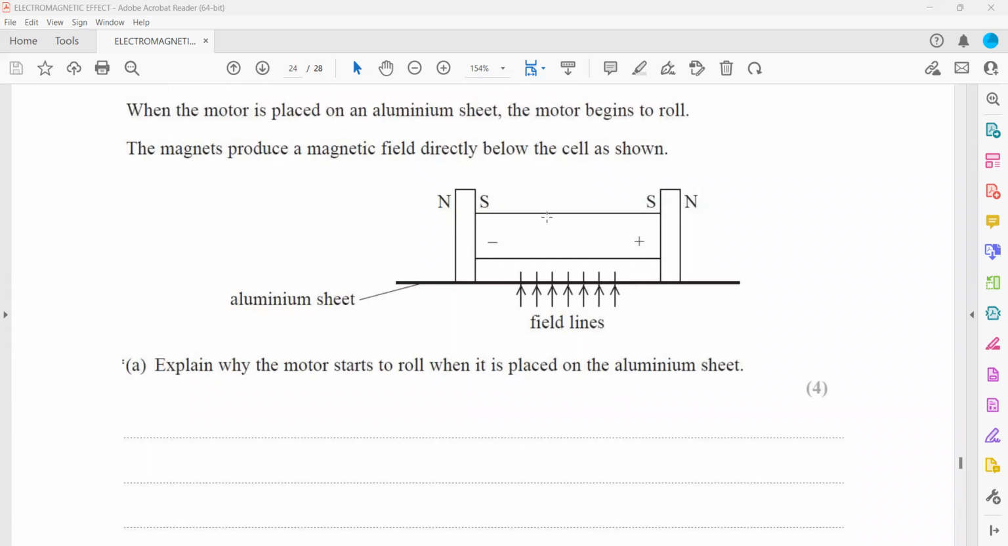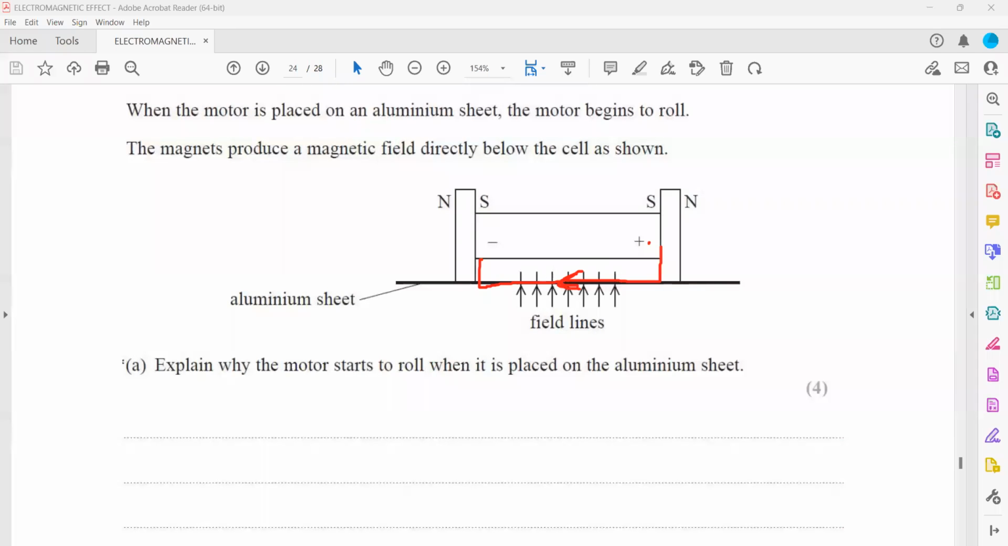Basically, when we place an aluminum sheet, now the circuit is complete, and this is metallic. So what is the direction of conventional current? The current starts to flow. You can see the current is perpendicular to the magnetic field. As a result, when the current is perpendicular to the magnetic field, there will be a force on the object, and that force is actually causing a rotation or a turning effect.